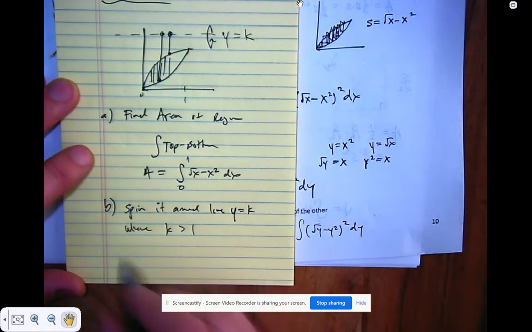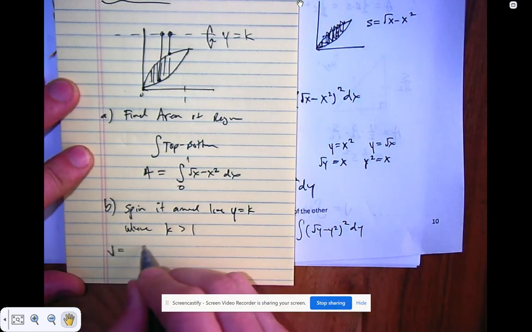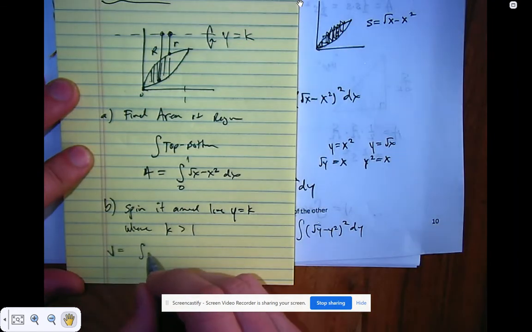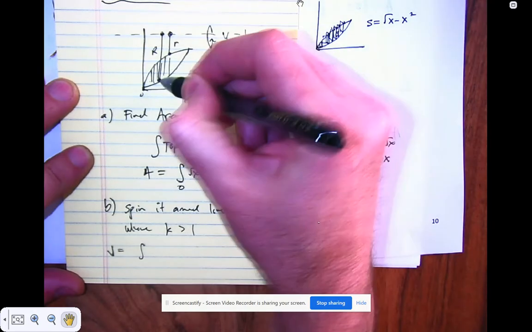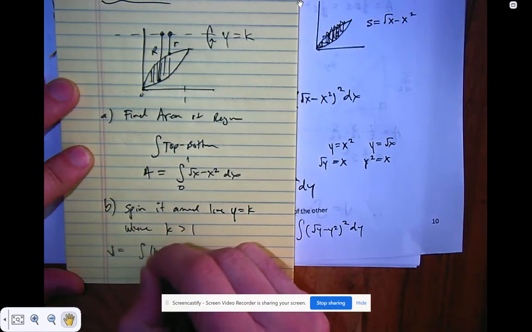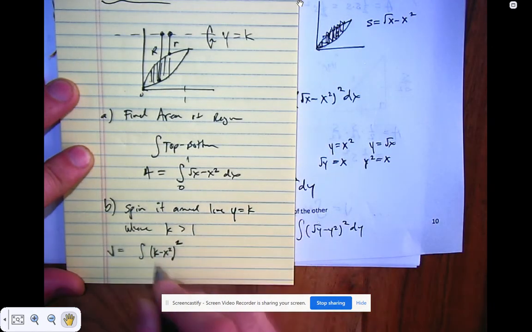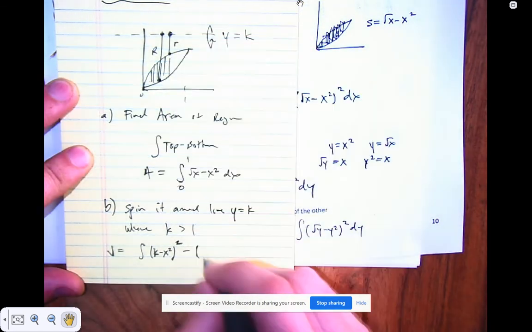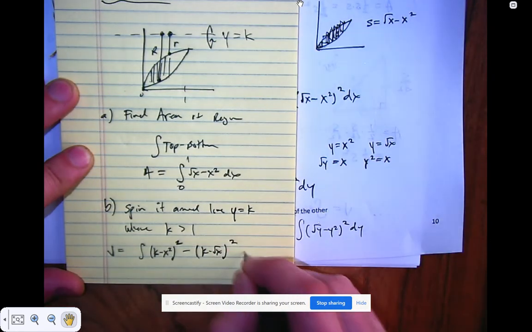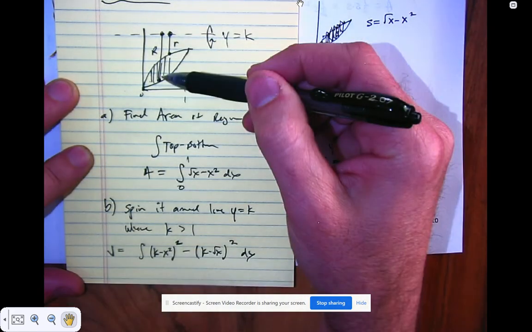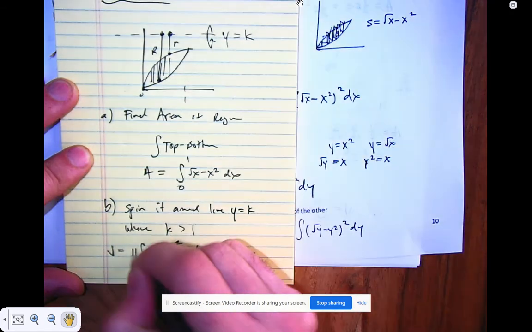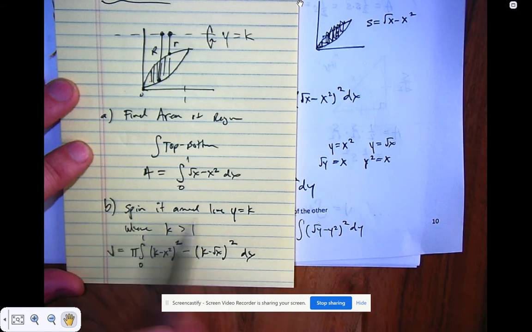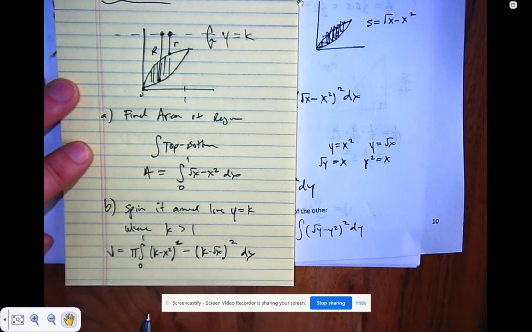Right? So you would say the volume is the integral of, this is little r, that's capital R squared, which is k minus x squared. K minus x squared. That's capital R squared minus little r squared. K minus root x, all squared, dx. This is washers. Washers are circles, so you need a pi in front. And you're going from 0 to 1. This would be right, but do not evaluate. So you'd be done. Okay?